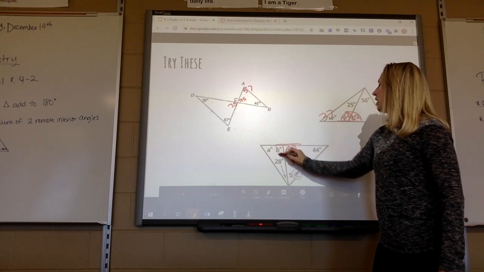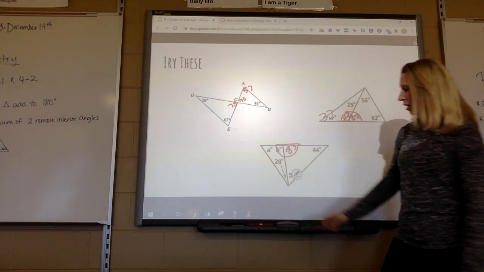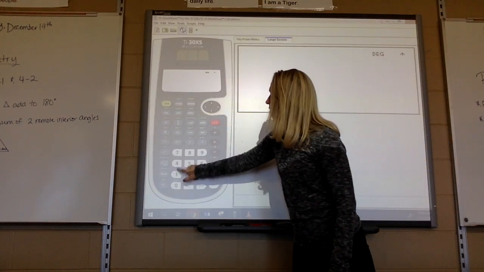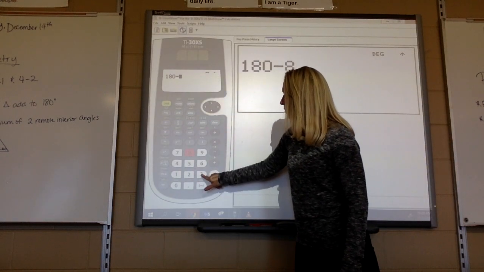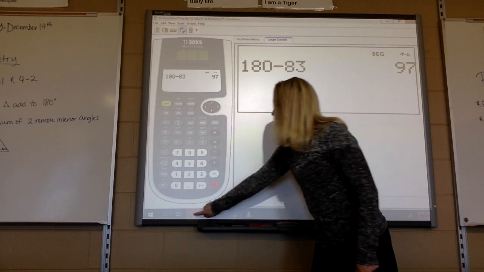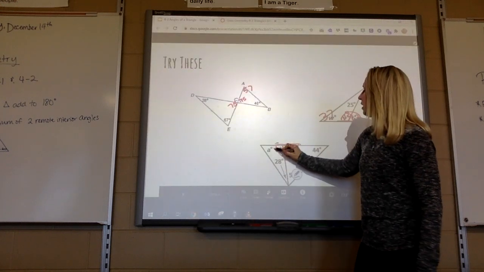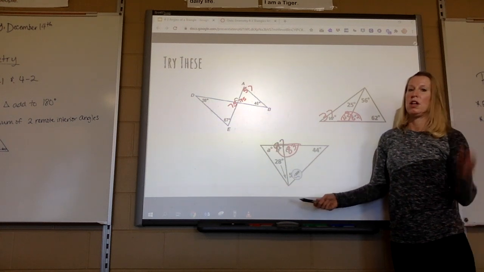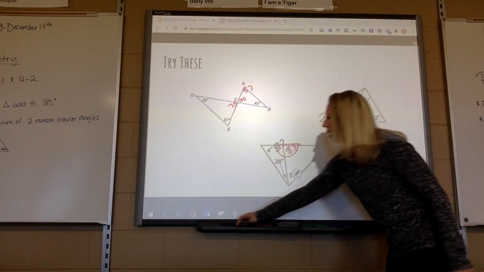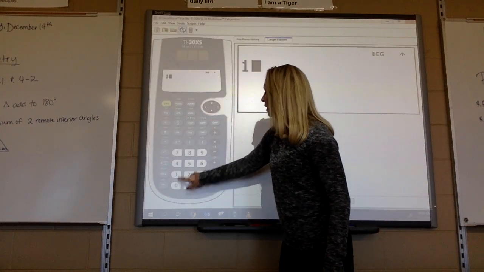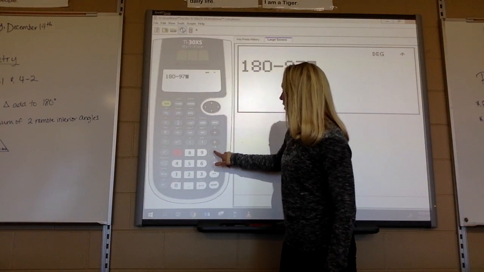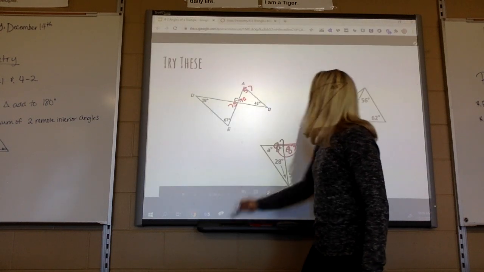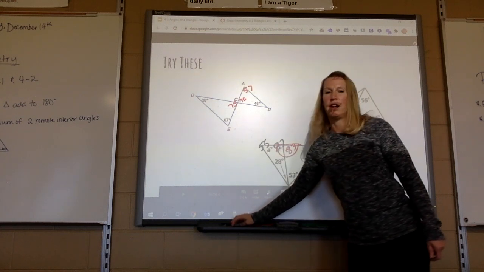These two angles right here make a linear pair. So to get angle B, do 180 minus 83. I get 97. Angle B is 97. Now I know 97 and 28 in this triangle. So 180 minus 97 minus 28. And I get 55. So angle A is 55.